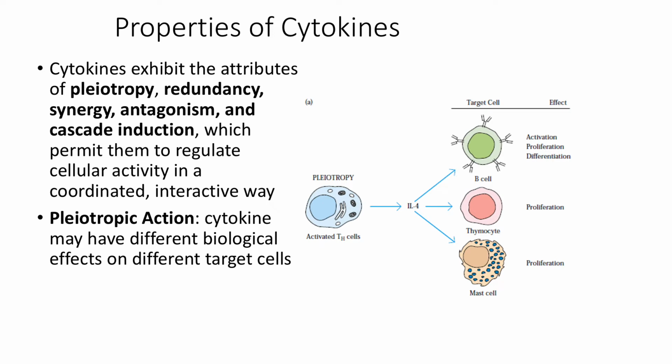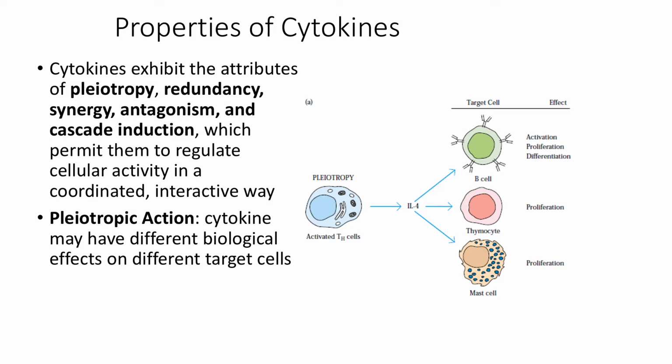Pleiotropic action. A cytokine may have different biological effects on different target cells. Let us see, this is an activated Th cell. You already know that T helper cells are there, and they are activated, and then they release this cytokine IL-4. Once these cytokines are produced, if they affect a specific site on a B cell, it will initiate three functions, that is activation of B cell, proliferation of B cell, and differentiation of B cell. However, if this IL-4 affects thymocytes and mast cells, it will only initiate proliferation. So depending on the cell type, the function is different.